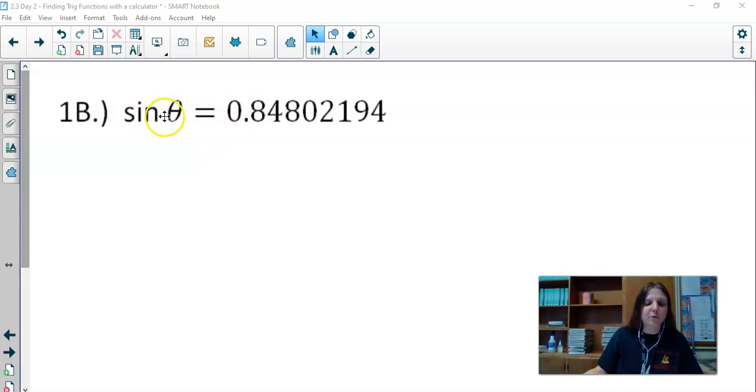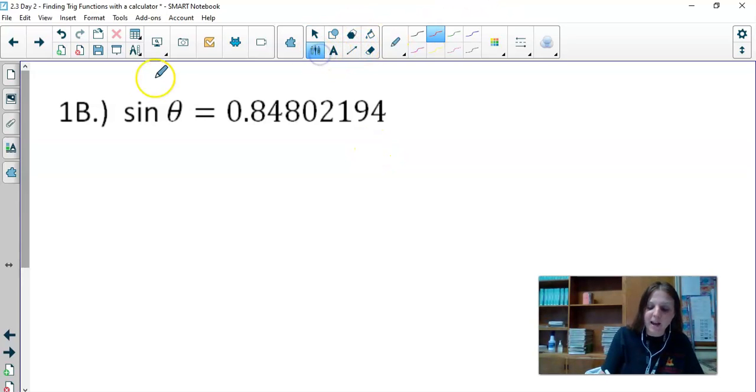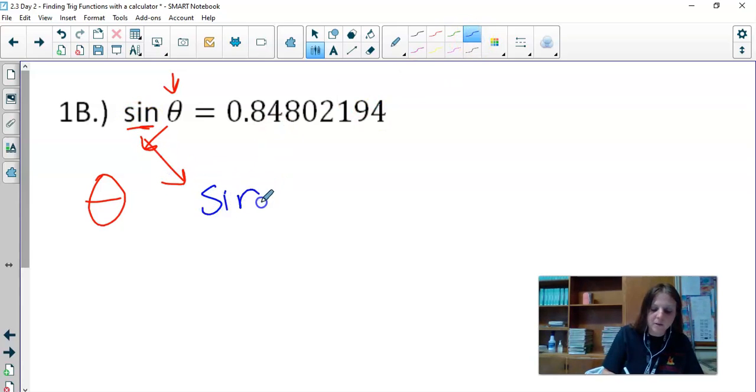This time I'm going to find the angle when I'm given the sine trig function value. Remember, what we're doing here is finding the angle. So I'm looking for this theta. That's what I'm going to start with. I'm going to use the given trig function, so I'm going to put that over here, and I'm using that to find it.